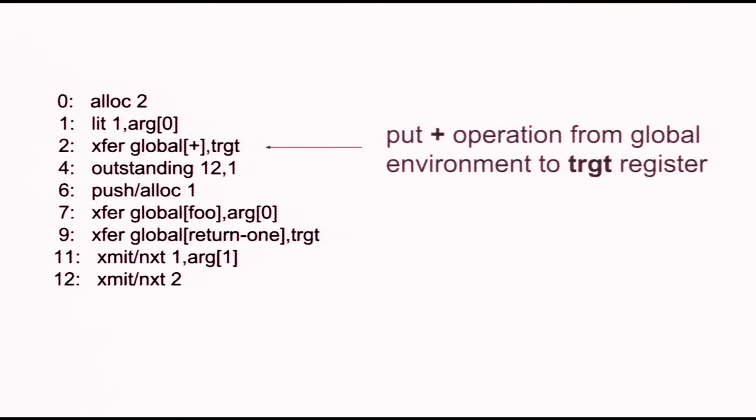Third opcode. Here you have to know what the global environment is in the Rosette VM. The global environment is just a store which can store any Rosette object. Here we put a reference of the plus operation, which is also a Rosette object, into the target register. It's called the target register because in Rosette everything is an actor. You send messages to an actor, the target.